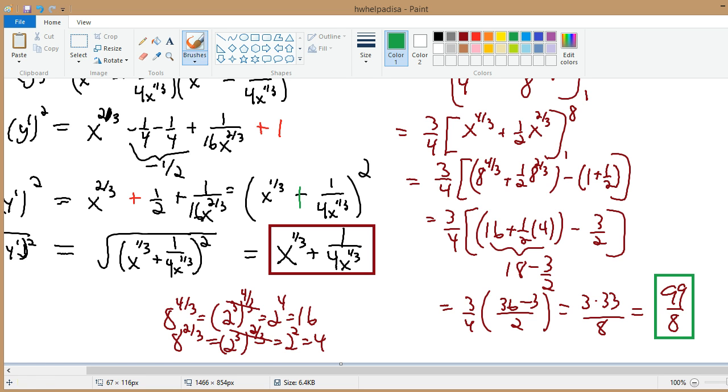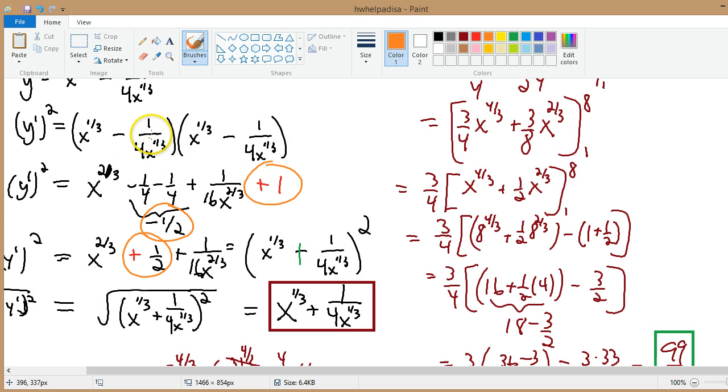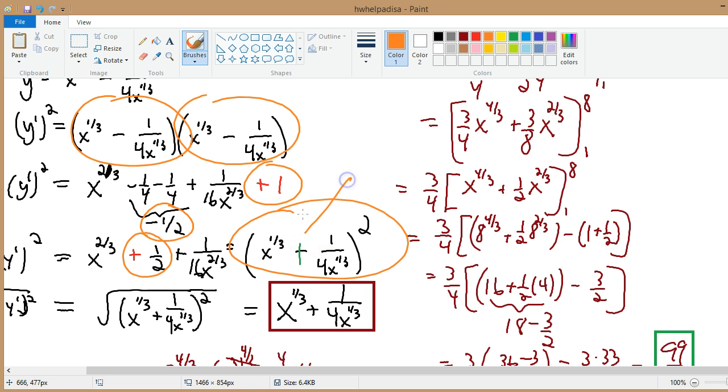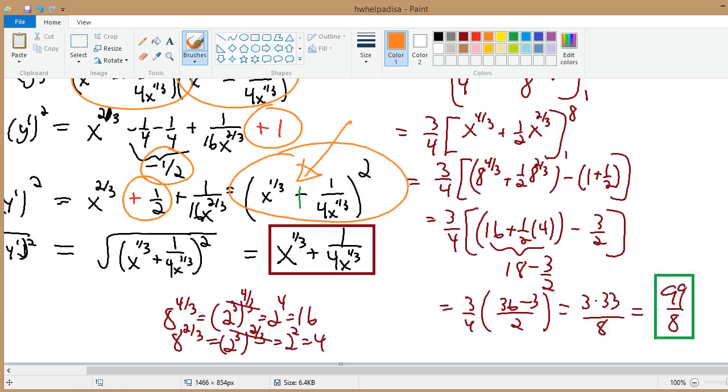Okay. So it's going to happen often. You have this minus a half. You add 1. It turns to a plus a half. And it's the original thing that you multiplied out, but with the opposite sign. Okay. All right, great.